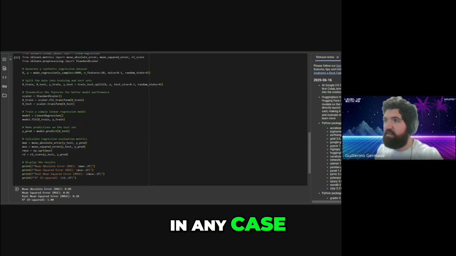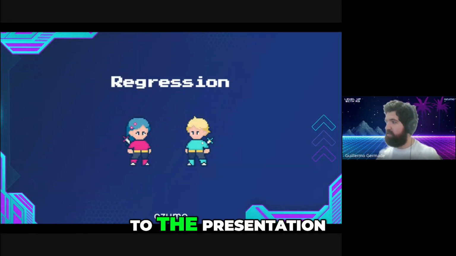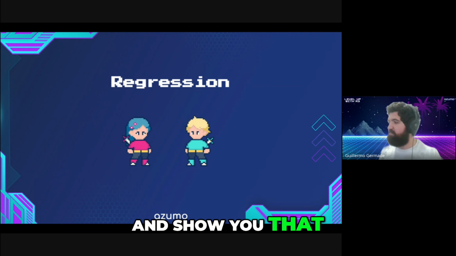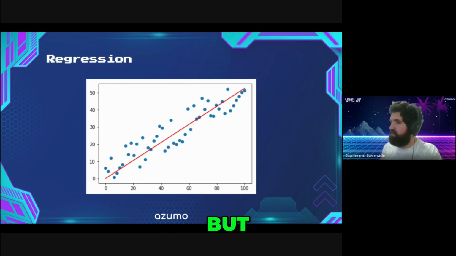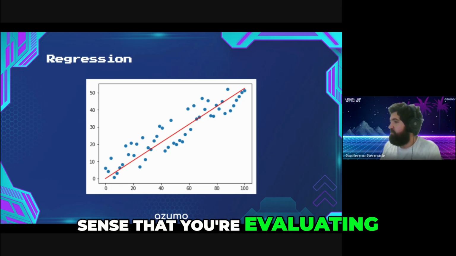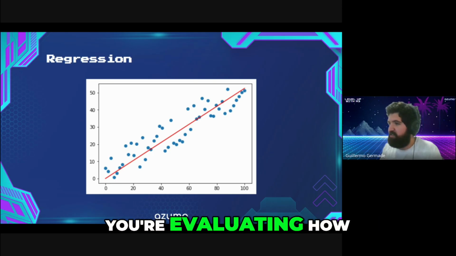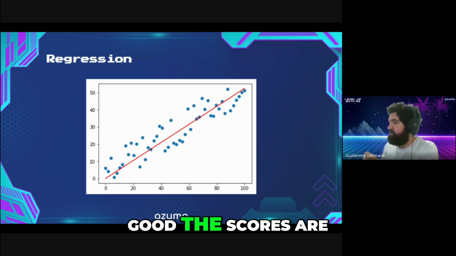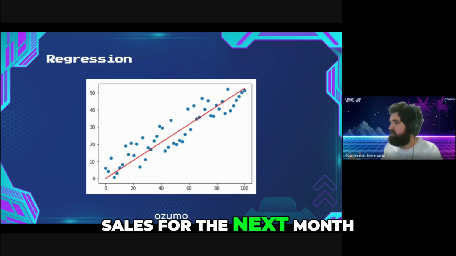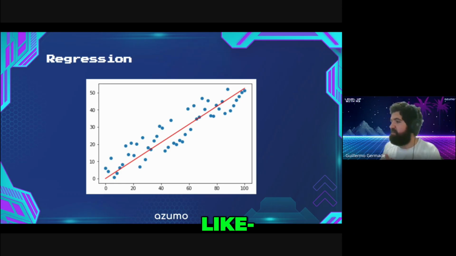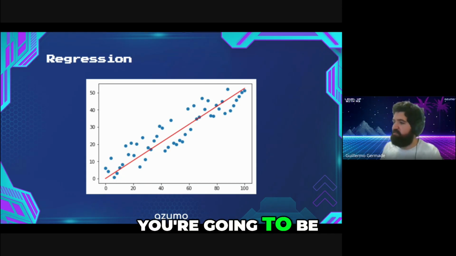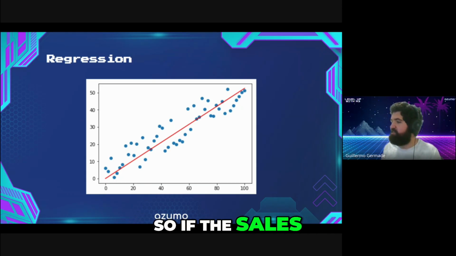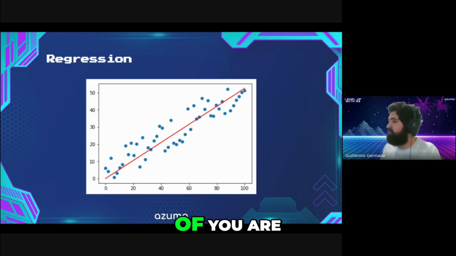In any case, let me go back to the presentation and show you evaluating for regression. It's similar, just not in the sense that you're evaluating classifications. You're evaluating how good the scores are. So if you're measuring sales for the next month, you're not going to be, like in classification, completely off or completely in the money. You're going to be able to measure how far away you are. So if the sales are 10,000 and you predict 10,500, you can measure what percentage off you are.